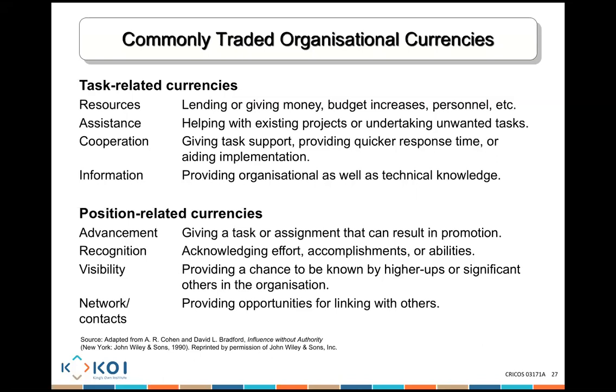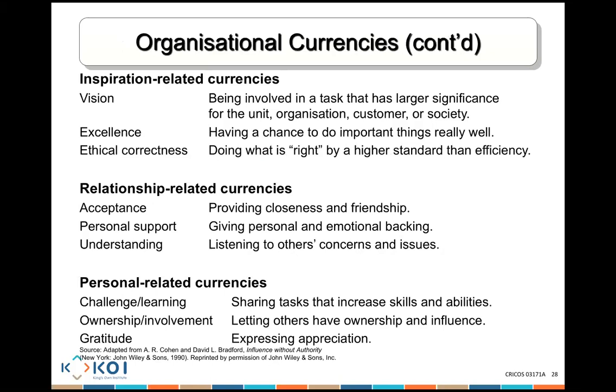I might give you recognition. I might give you visibility. I might give you a network and contacts to be able to grow your career. Advancement could be like, I give you a task that can result in you being promoted, for example. That's position-related currency. People are helping you because there's something they are going to get from a position-related benefit for them.